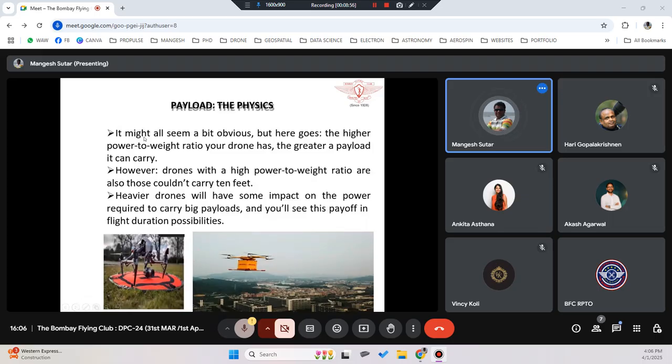It might all seem a bit obvious, but here goes: the higher the power to weight ratio your drone has, the greater the payload it can carry. Drones with a higher power to weight ratio can carry heavier payloads. Heavier drones will have some impact on the power required to carry big payloads, and you will see this payoff in flight duration.